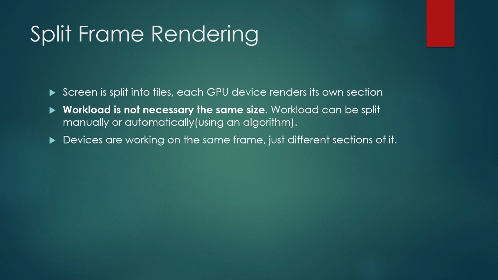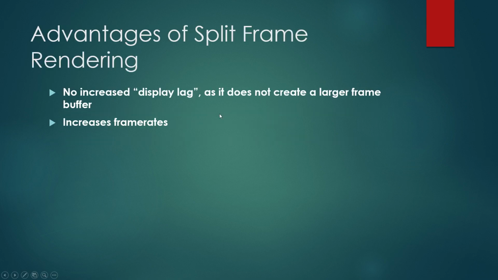And the devices are in fact working on the same frame, just different sections of it. So it's not like alternate frame rendering where they're doing separate things. They're doing their own section, but it's still the same frame, the same single image that they're working on. It's like if you're drawing a painting, you might be working on the right side while your friend is working on the left side, and you'll each complete your own portion, like a mural or something. And then there are advantages for it.